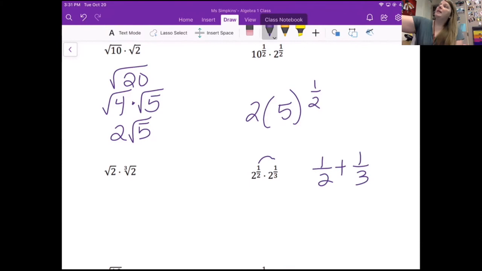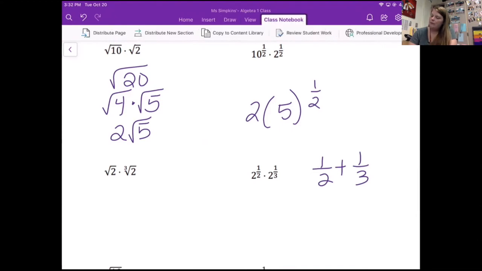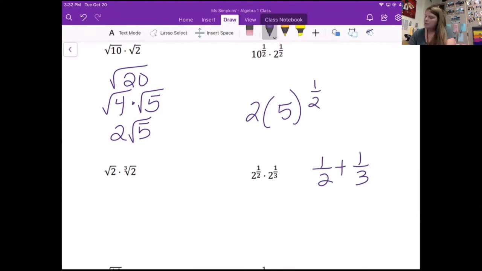Those are the two fractions on those bases, right? They got those because our original problem was the square root of 2, which is equal to 2 to the 1/2, and the third root of 2, which is equal to 2 to the 1/3. So let's go ahead and add those fractions. What do we need when we add fractions? Same denominators. In this case, the most simple denominator would be 6. 1/2 would become 3/6, and 1/3 would become 2/6.